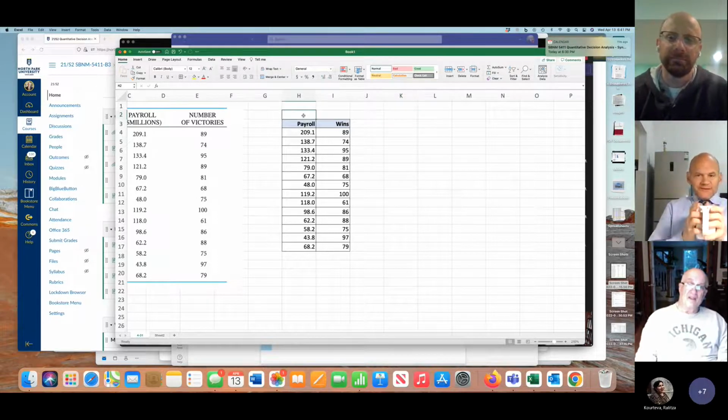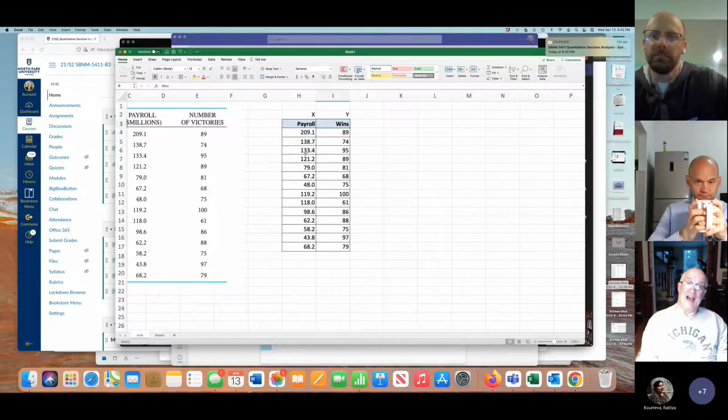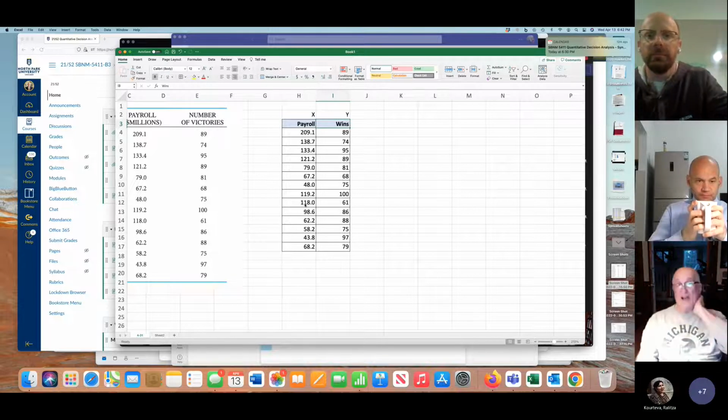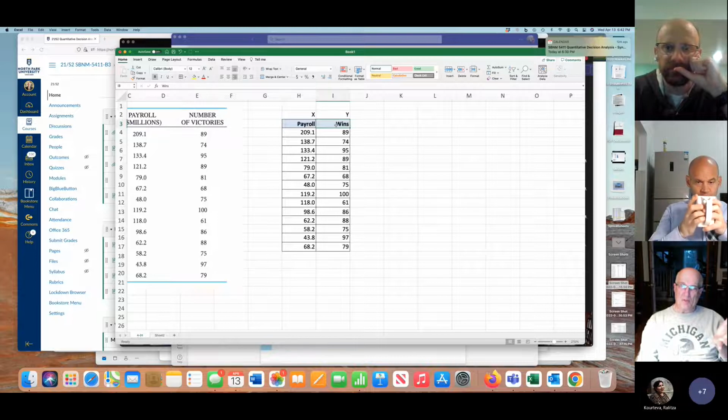So this is the X variable, which is the independent variable. This is the Y variable. We're trying to see if it's dependent on this. While I can control this as a team, it's not like the payroll is an independent thing. Oftentimes this ends up being time, like year or month. I can't control what month it is, but I use time to try to predict something like sales. In this case, I'm trying to use payroll to see if I can predict wins.